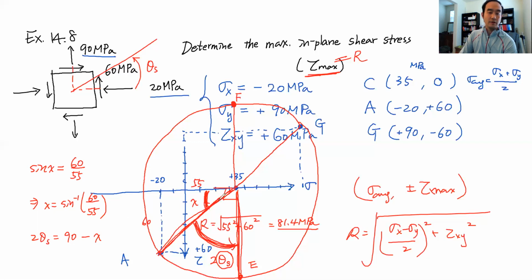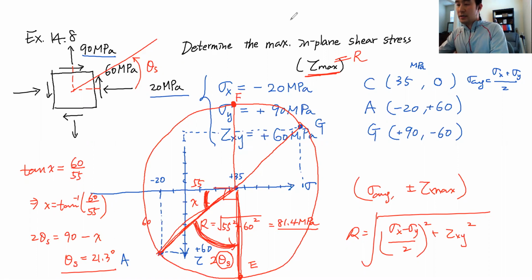Or you can use the tangent function as well. Am I right? Oh, I used sine, sorry. This should be tangent. Here we go. Okay, so that's how we can identify this angle. I'm going to save it again. So when you calculate the angle, theta s is equal to 21.3 degrees in the counterclockwise direction. Okay, so that is example 14.8.